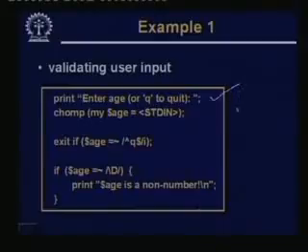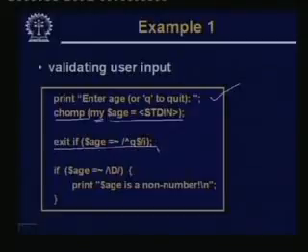A prompt is displayed where the user is asked to enter the age, and if the user wants to exit, the user will type Q. So, the user enters the age from the standard input. This is a local variable, that is why I used my. I am removing the newline character by chomp.